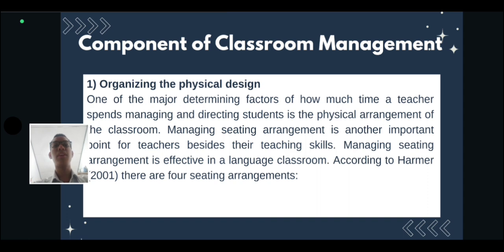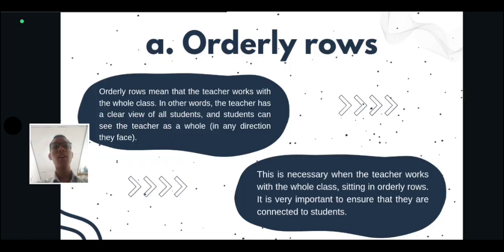According to Harmer, there are four seating arrangements. First is orderly rows. Orderly rows means that the teacher works with the whole class. In other words, the teacher has a clear view of all students, and students can see the teacher as a whole. This is necessary when the teacher works with the whole class. Sitting in orderly rows, it is very important to ensure that the teacher is connected to students.